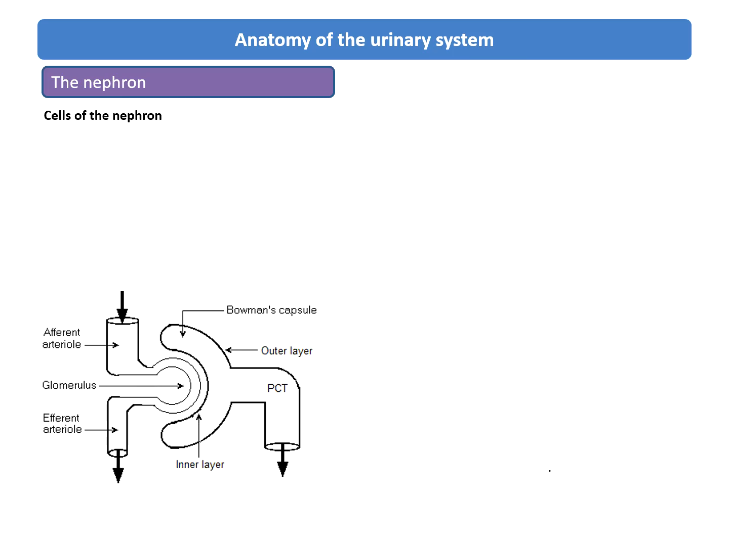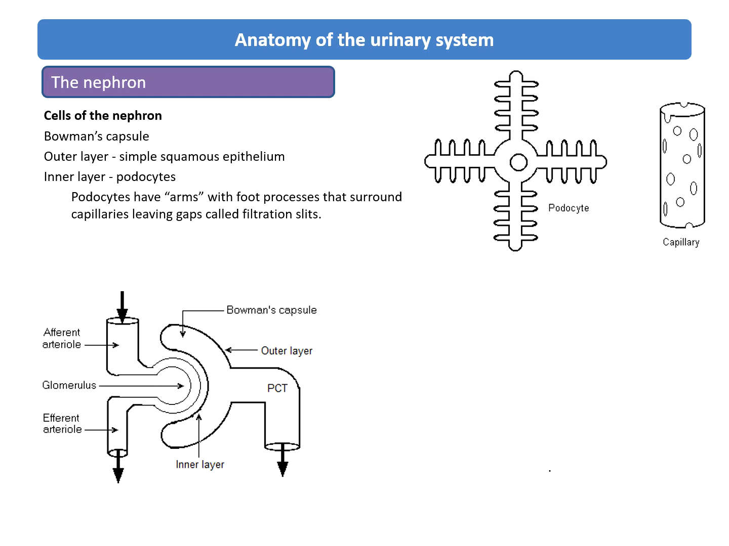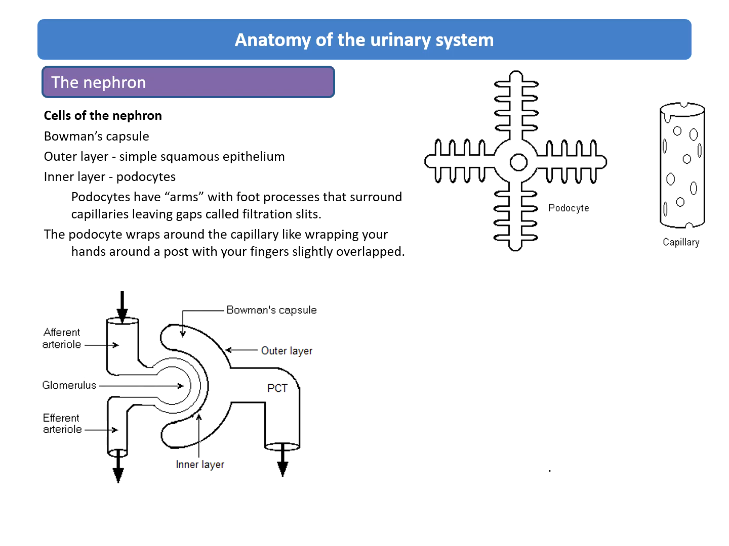What about the cells of the nephron? Well, the Bowman's capsule contains an outer layer with simple squamous epithelium and an inner layer of cells called podocytes. These podocytes have arm-like processes with foot-like extensions that surround the capillaries, leaving gaps called filtration slits. The podocytes wrap around the capillary like wrapping your hand around a post with your fingers slightly overlapped.